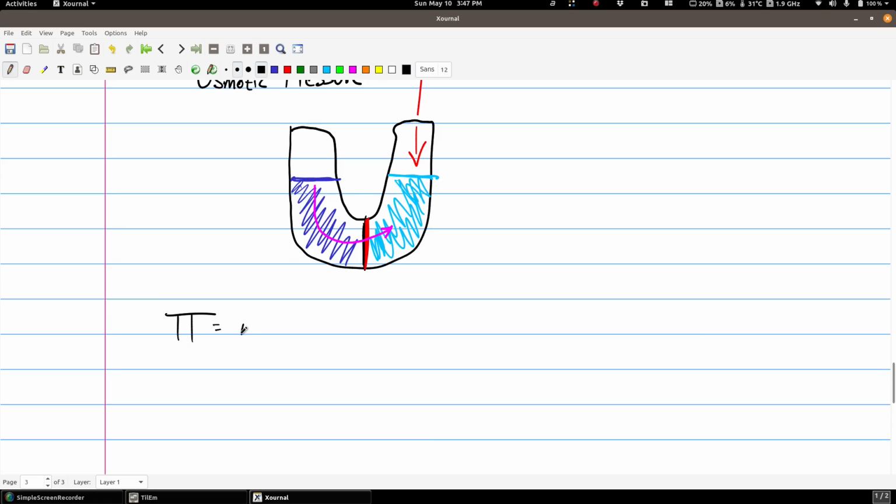So remember, pi equals iMRT. It's almost the same thing as the ideal gas law. It just has i, which is a little different, the Van't Hoff factor.